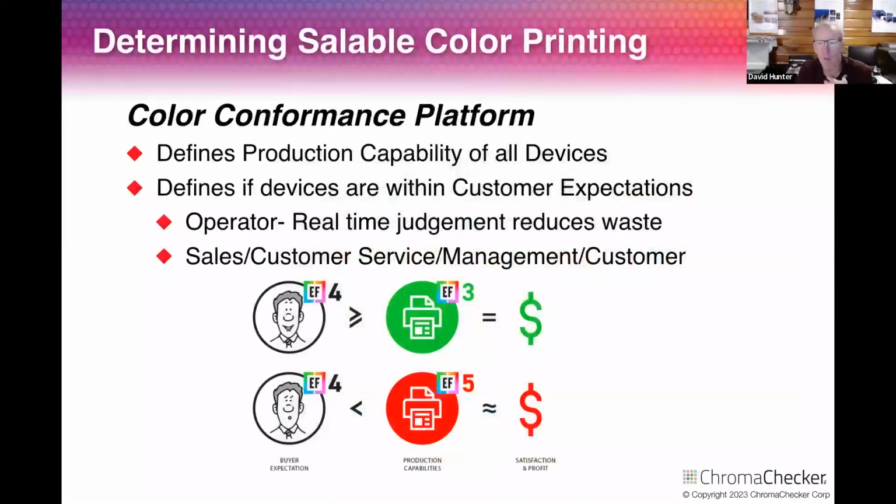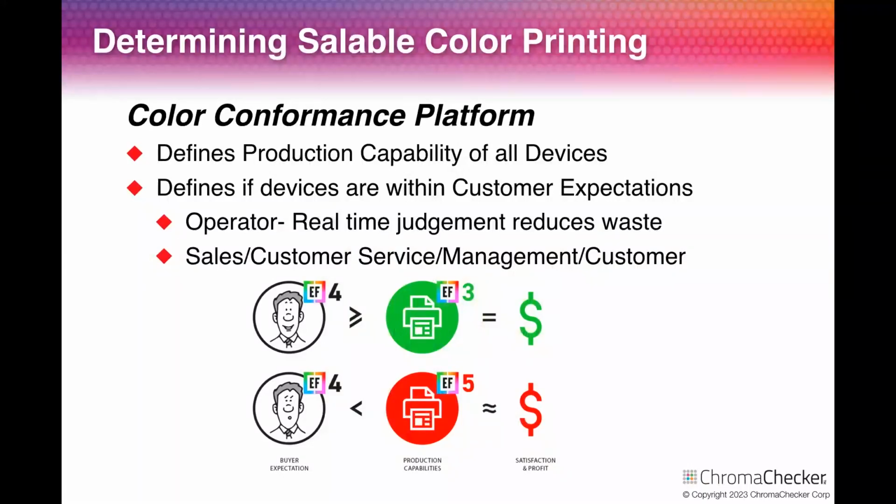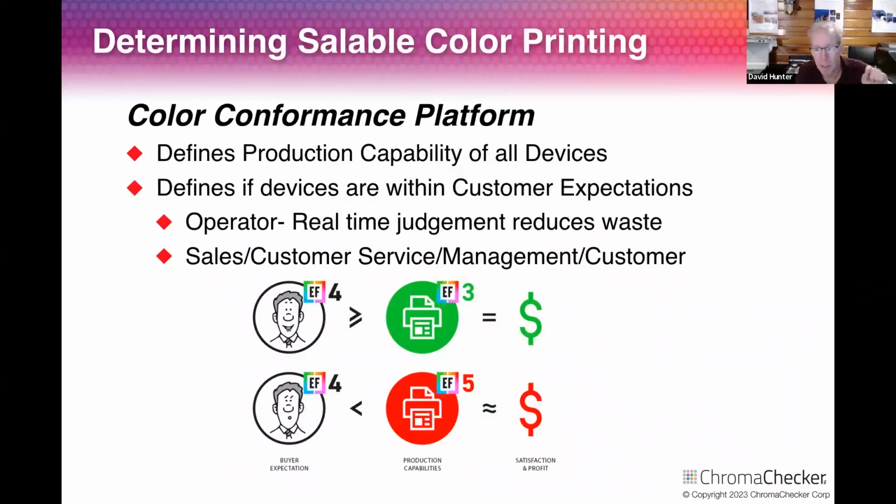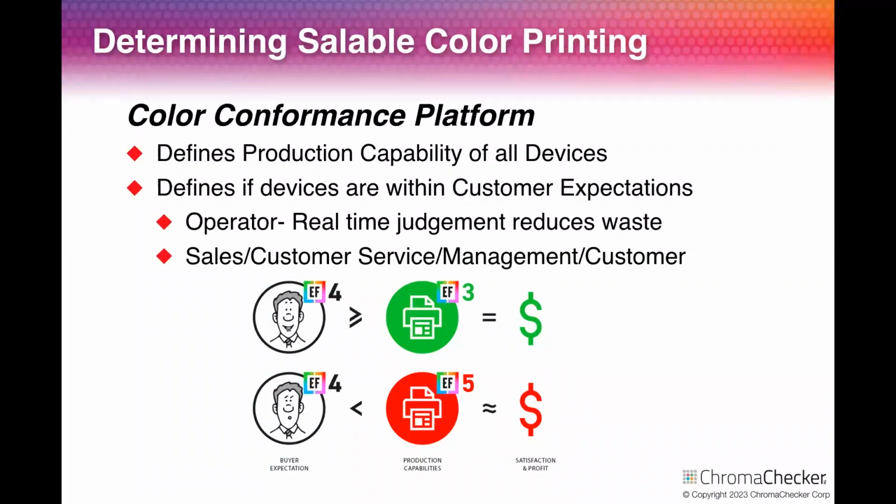So once we know what a person's expectations are in terms of E factor, we can then apply it to the print process, because we can define any print process with E factor as well. So we can understand what the E factor is of the print process. And we can communicate that to the operator so they have real-time judgment on whether or not what's coming off the printing device is sellable or waste.